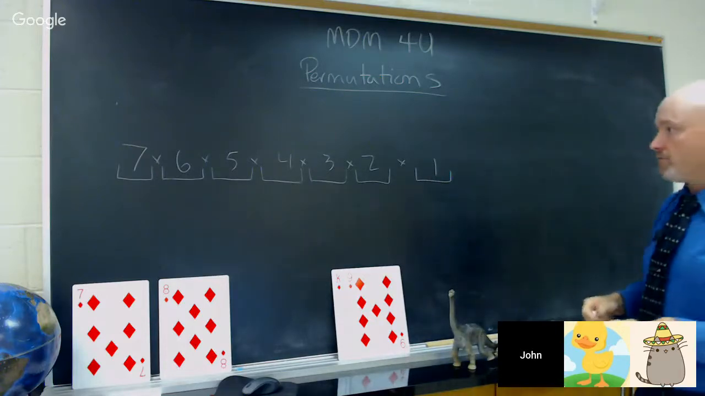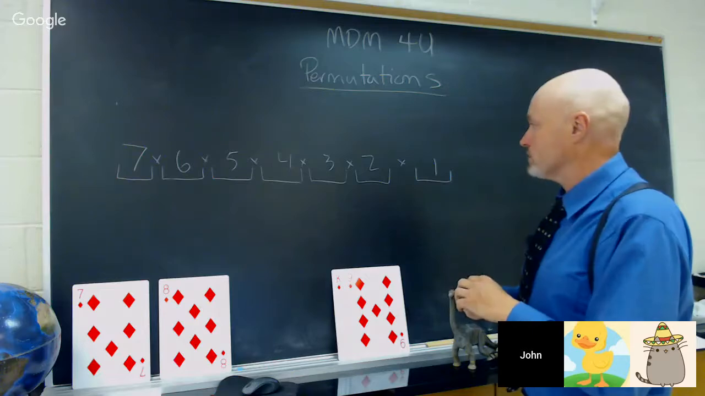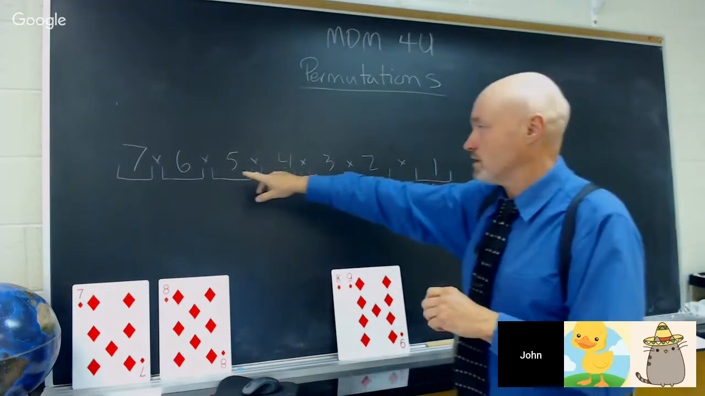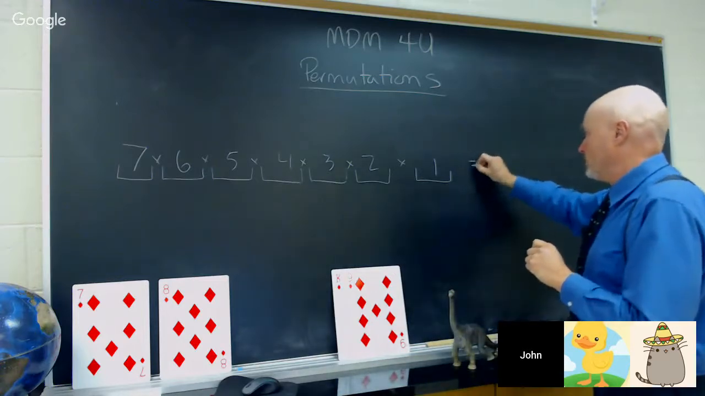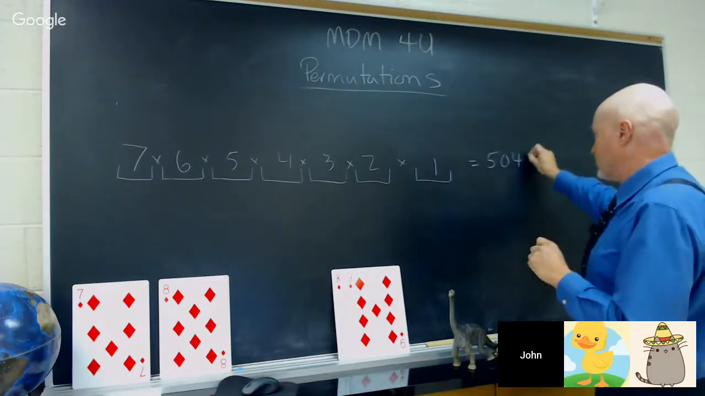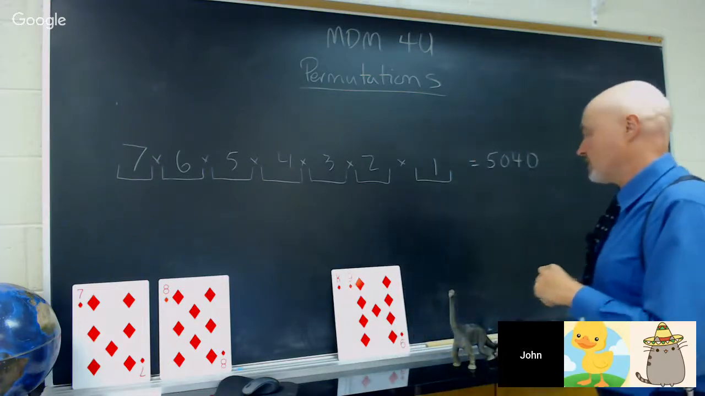If I actually multiply that all out, that's a really big number, isn't it? I don't even know how big that is. Of course, that's 5,040, just off the top of my head. There are 5,040 arrangements of 7 cards.